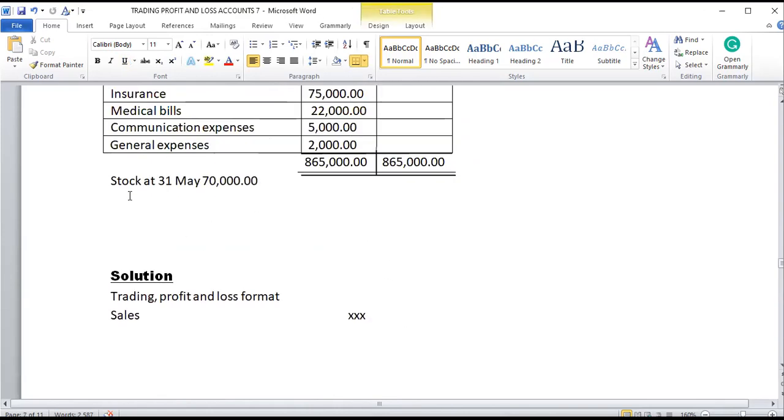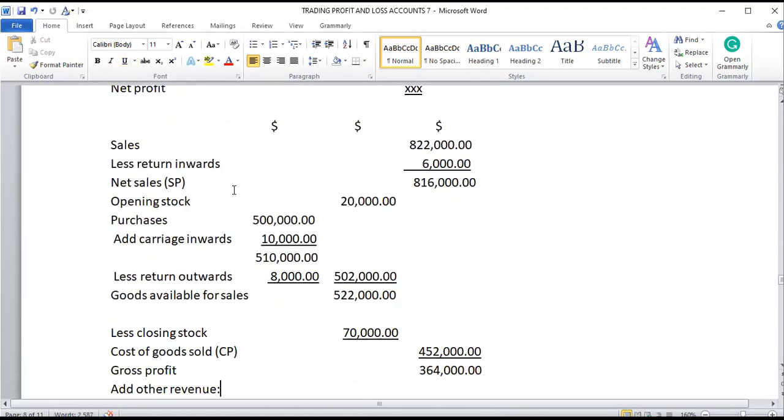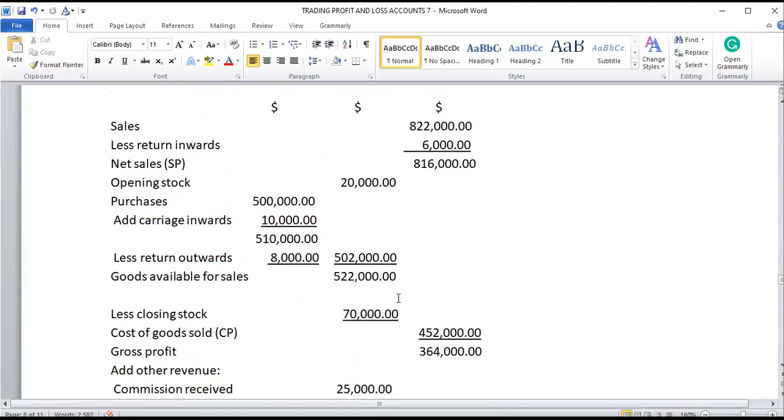So this is the closing stock, $70,000. What is the closing stock? The closing stock is the goods remaining at the end of the trading period. So that is the closing stock, $70,000. So you have goods available for sale of $522,000. That's closing stock, $70,000.